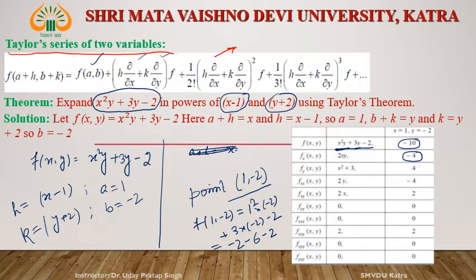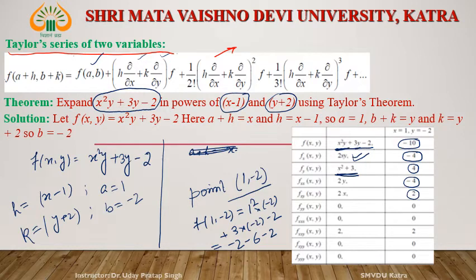Derivative of f with respect to y is x square plus 3. Putting x equal to 1, there is no y term, so this is 4. Okay. Now ∂²f/∂x², differentiate this again with respect to x. ∂²f/∂x² is equal to 2y, right? Then putting y equal to minus 2, this is minus 4. Now ∂²f/∂x∂y, this is 2x. Putting x equal to 1, this gives 2.